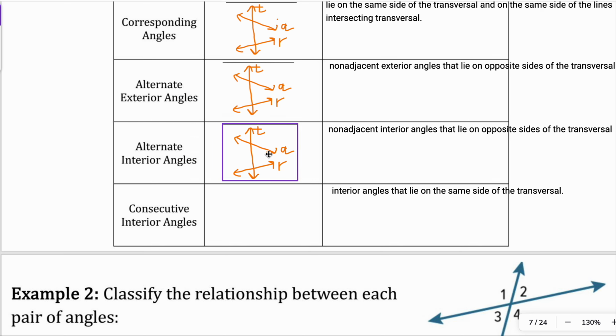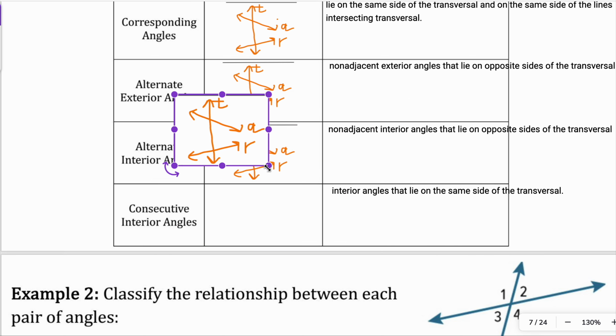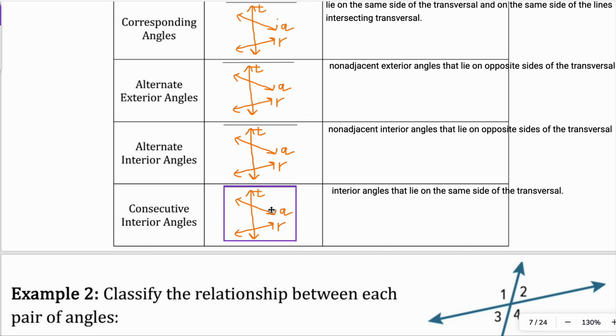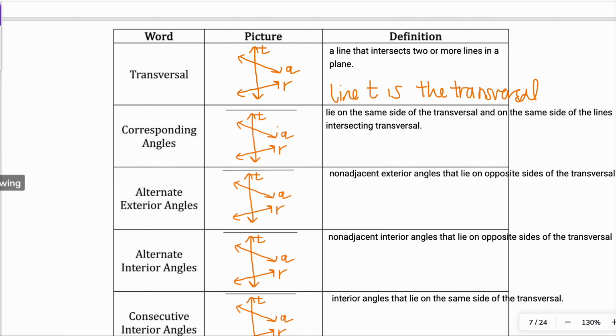So we're going to use this same picture for each one of these meanings, and we're just going to label the different parts. Okay, so once you get that taken care of, let's go ahead and start talking about the rest of these. So corresponding angles is next. Corresponding angles we want to have lying on the same side of the transversal and on the same side as the line intersecting the transversal. So for example, I would say angle 1 and angle 5 are corresponding.